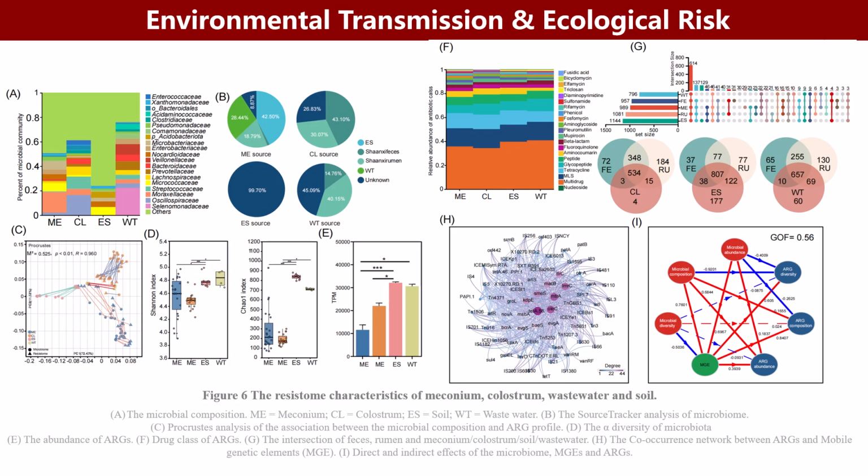Resistome abundance and diversity were significantly higher in environmental samples, soil and sewage, than in biological samples, meconium and colostrum. The co-occurrence network showed that mobile genetic elements, MGEs, were the key vectors for the spread of resistance genes, whereas wastewater and soil were the main sources of dispersal of the environmental resistome, according to the ecological risk scores.